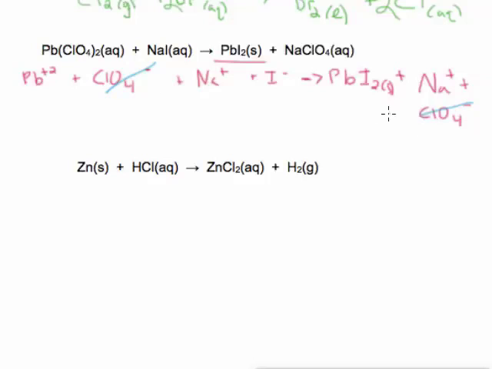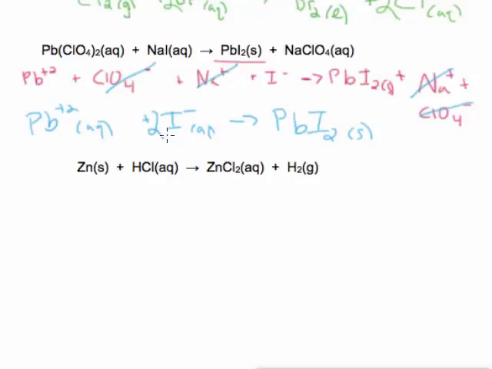So this will give you the aqueous ion here, plus this aqueous ion, coming together to make a solid. We need to balance this. There you go. So hopefully these are fairly straightforward. You're just breaking it down into the smallest components and then basically cleaning it up a little bit.